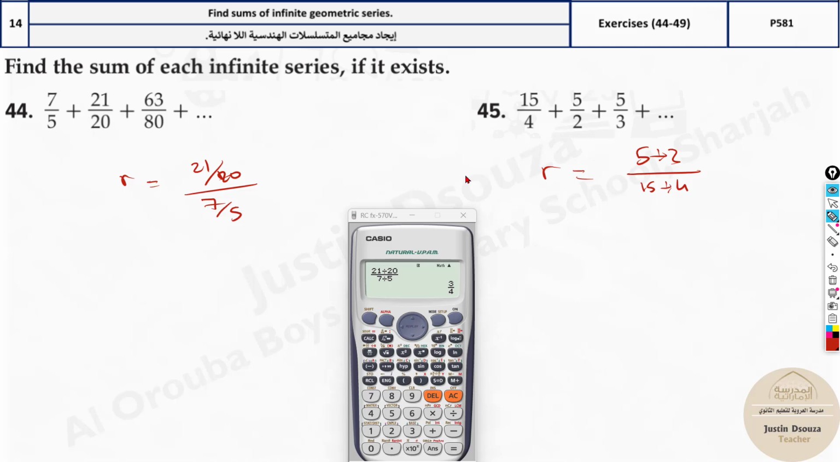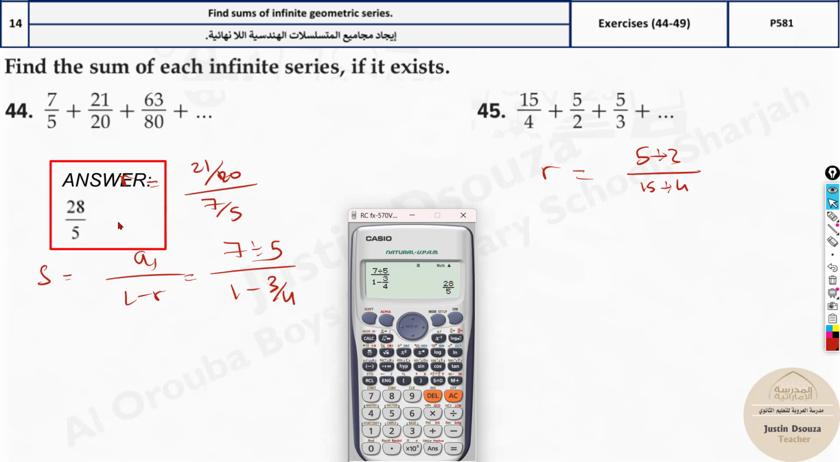So what do you do now? Write the sum formula, a1 over 1 minus r. a1 is 7 divided by 5. 1 minus 3/4 is 1/4. You can put that entirely in the calculator: 7 divided by 5, over 1 minus 3/4, 0.75, or you can write 3/4. So the answer is 28 by 5. You can see that's the answer. Same thing over here, you can do it by yourselves now.